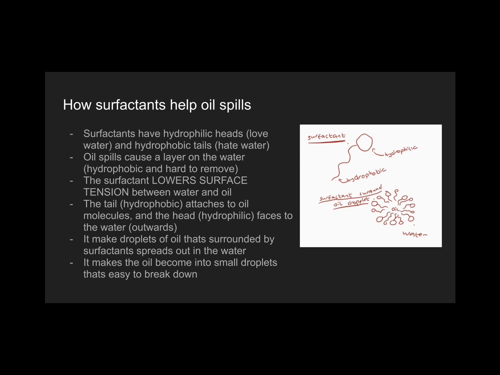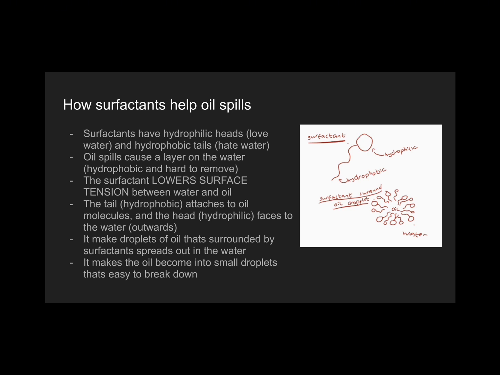Oil spills cause a lot of problems for the environment, and a way that we could help is to put surfactant into the ocean that had the oil spill. Now, you may be wondering, how does surfactant help with an oil spill? Surfactants have hydrophilic heads and hydrophobic tails. Hydrophilic means that it loves water, and hydrophobic means that it hates water. The oil creates a layer on top of the water that is hydrophobic and hard to remove.